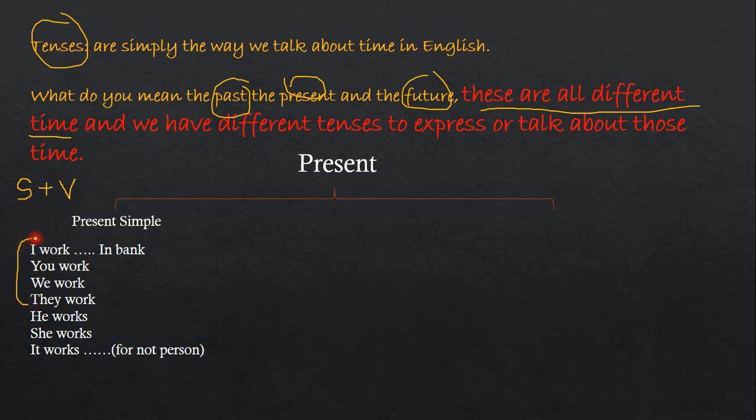When we use this subject, we use only work and we don't make anything on this verb. But notice when we use he, she, it, we must add s at the end of the verb. He works, she works, it works.